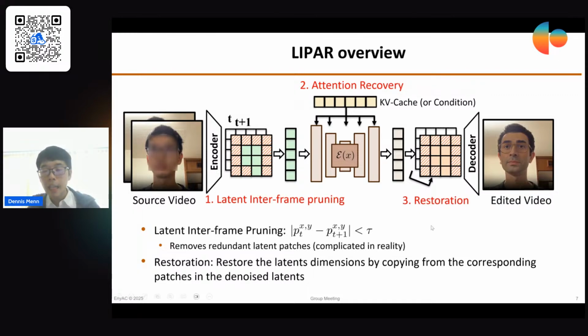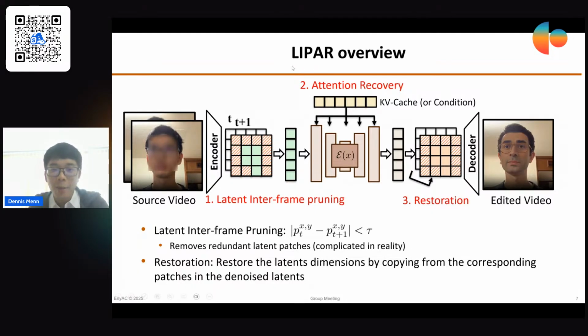And the third step, what we do is we have to restore the dimension of the edited latents. The reason is the decoder requires fixed dimension latents to decode. So if you prune it, then there will be a dimension mismatch. But how do we restore the latent dimension? We copy patches from denoised latents. The position is the same as where you pruned it. But this actually does not work.